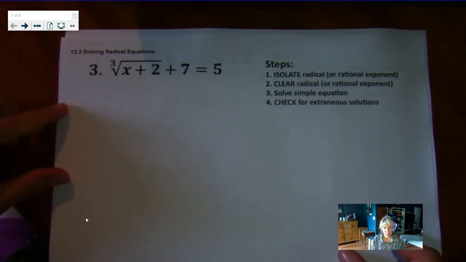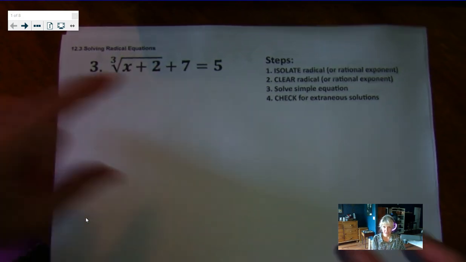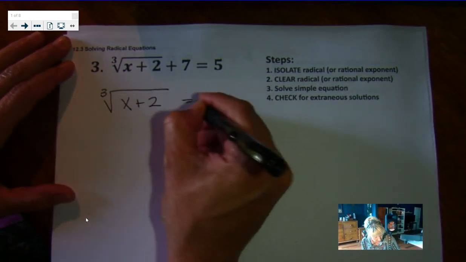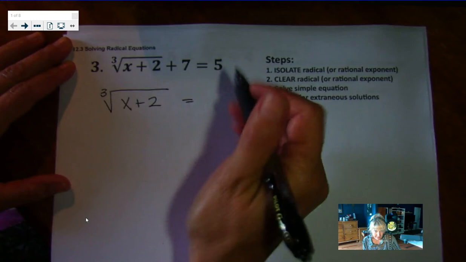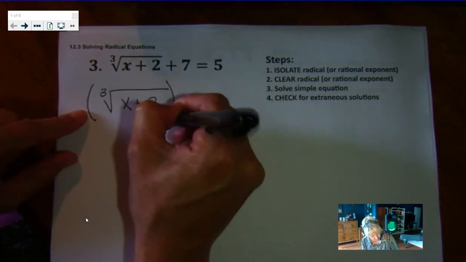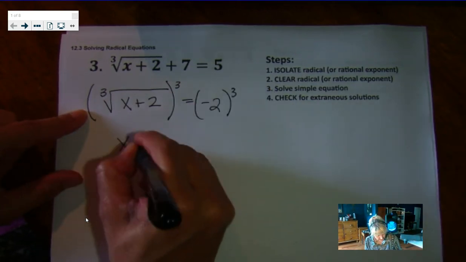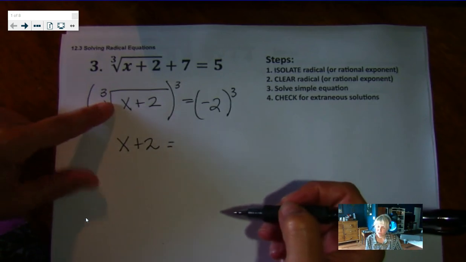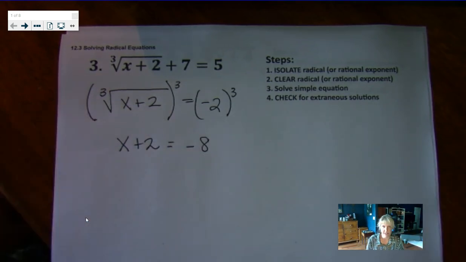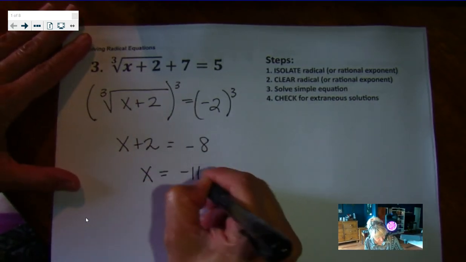For number 3, we're going to go ahead and perform step 1, isolate the radical. So we're going to have the cube root, and then minus 7, that's going to turn into a negative 2. This time our root is 3, so we are going to raise both sides of the equation to the third power. So this is going to clear out those cube root signs. Over here, a negative 2 raised to the third power is a negative 8. So let's go ahead and push the 2 over to the other side. X should equal a negative 10.